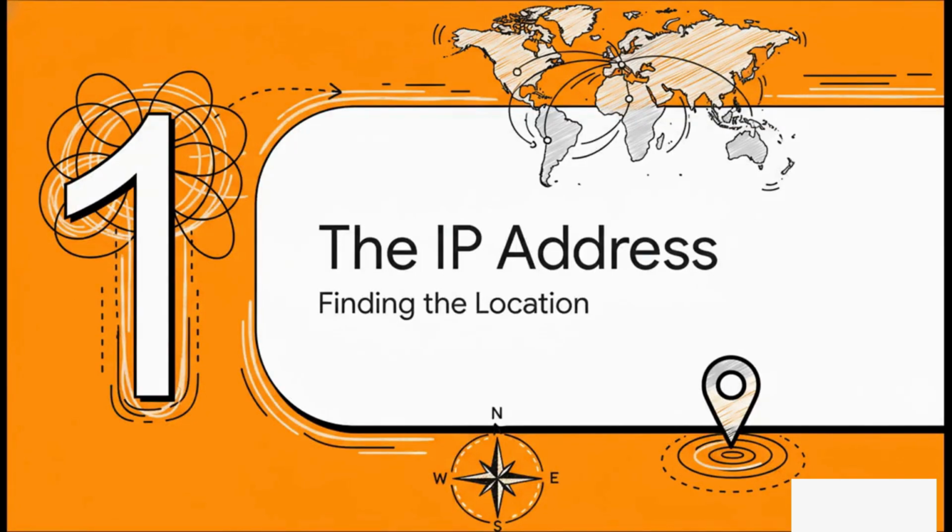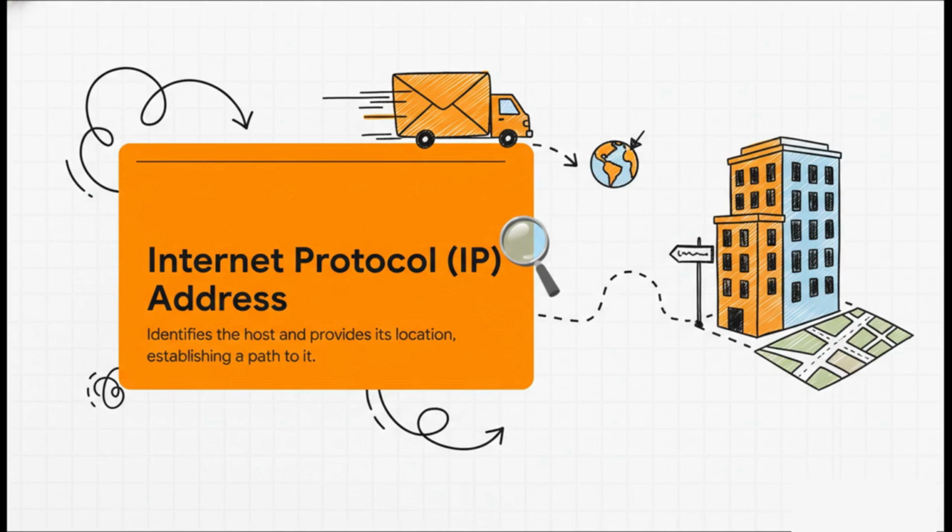All right, first up, the one you've probably heard of, the IP address. This is the big one. It's all about finding the right general location out there in the massive world of the internet. So here's the deal with an IP address. It does 2 really important things. It identifies your device, and it gives its location. Think of them as digital coordinates.